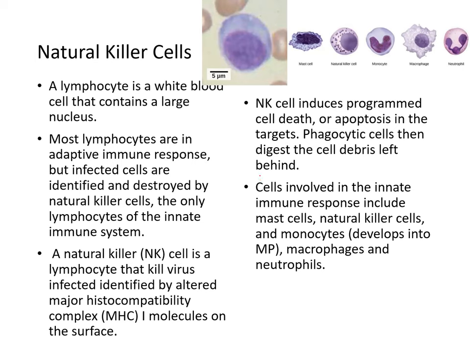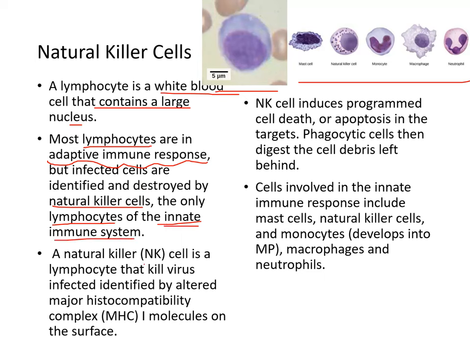So what are natural killer cells? This is a lymphocyte. A lymphocyte is a white blood cell that contains a large nucleus, as seen here. Most lymphocytes are in the adaptive immune response, but infected cells are identified and destroyed by natural killer cells, which are the only lymphocyte in the innate immune system. A natural killer cell kills virus-infected cells identified by the altered major histocompatibility complex, MHC-1 molecule, on the surface. The natural killer cell induces programmed cell death, or apoptosis, in the target, whereas phagocytic cells engulf and digest the cell debris that's left behind.